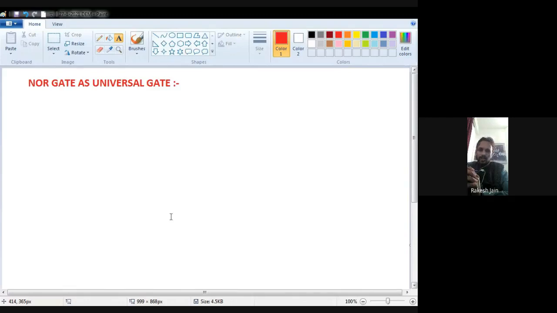First of all, we should know about the basic symbol and the basic definition or truth table of the NOR gate. The basic symbol for the NOR gate is this one. NOR gate is just opposite of OR gate.